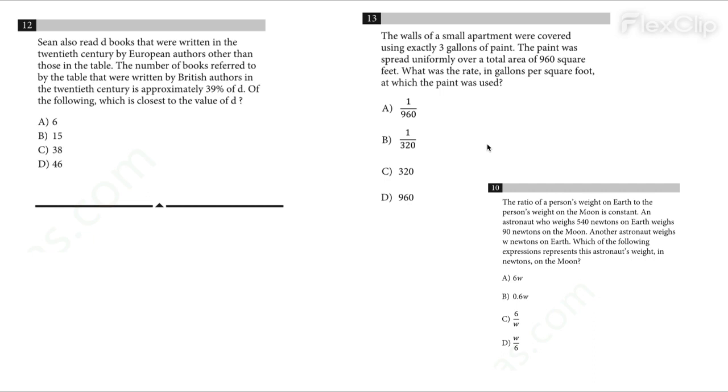Next. Sean also read D books that were written in the 20th century by European authors other than those in the table. Number of books referred to by the table was written by British authors in the 20th century.